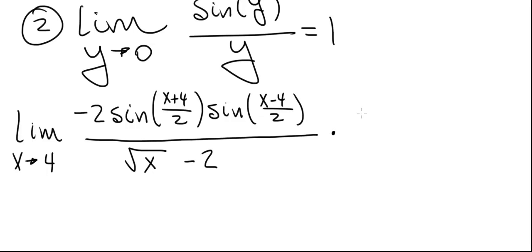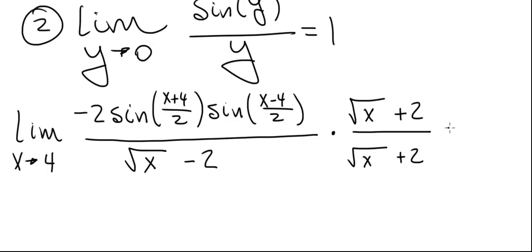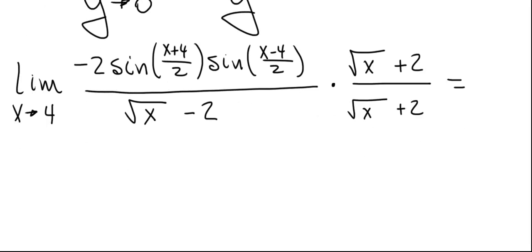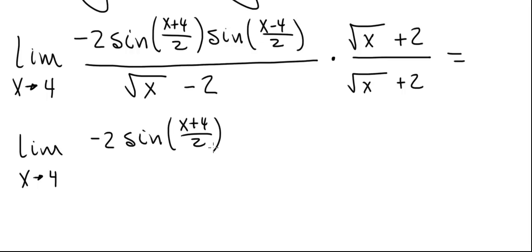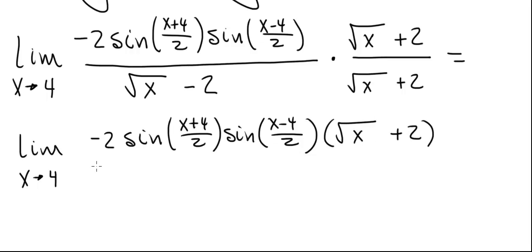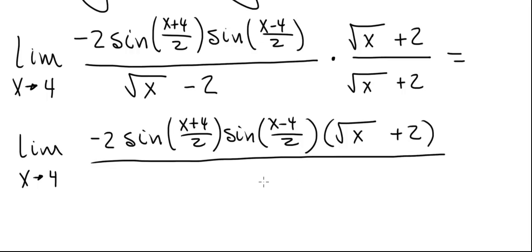So next we are going to multiply both the numerator and denominator by the conjugate of the square root of x minus 2, which is the square root of x plus 2, over the square root of x plus 2. And the resulting limit now looks like this. We have the limit as x approaches 4 of minus 2 sine of (x plus 4) over 2 times sine of (x minus 4) over 2 times the square root of x plus 2, and in the denominator, the square root of x minus 2 times the square root of x plus 2 is x minus 4.